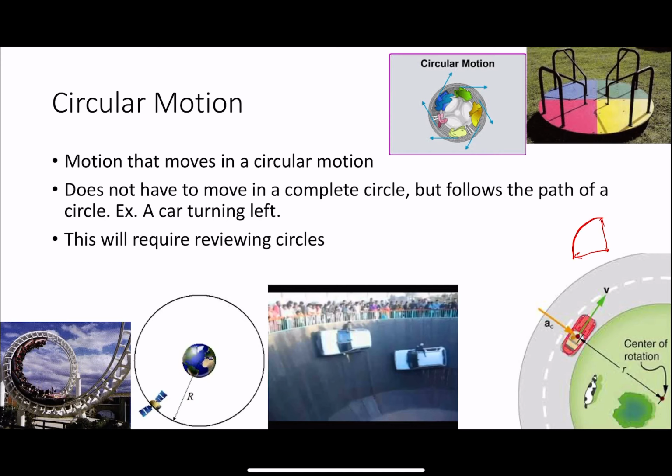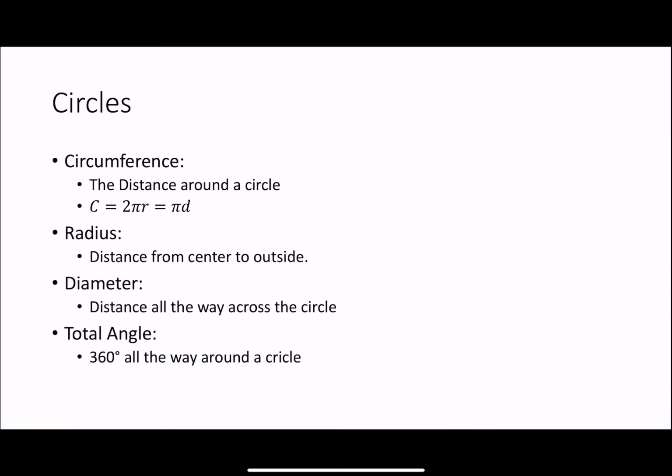And it's going to have some specific properties that we're going to talk about. But before we can do that, we need to just review circles. It's been a while. Make sure we know all these things. We know that first, the circumference. Circumference is the distance around the circle. And the equations are 2 pi r or pi times d, where r is our radius. Our radius is our distance from the center to the outside of the circle.